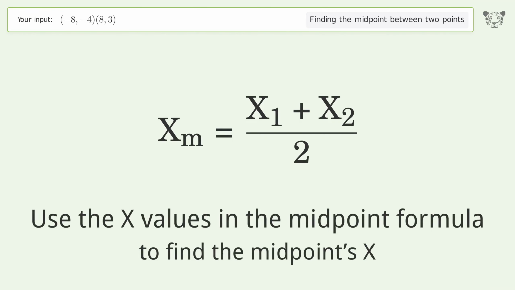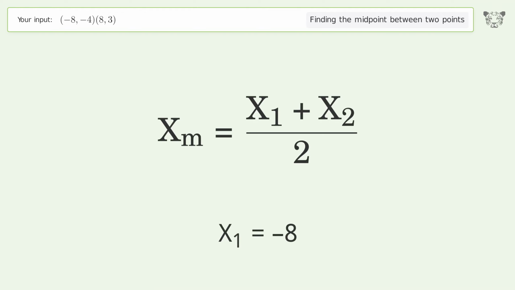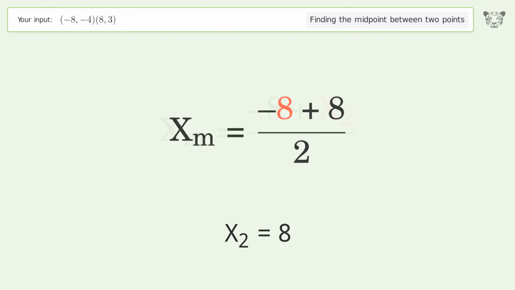Use the x values in the midpoint formula to find the midpoint's x. x1 equals negative 8. x2 equals 8. Simplify the arithmetic.